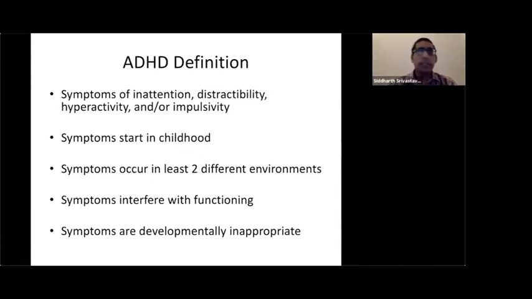ADHD is characterized by inattention, distractibility, hyperactivity, and/or impulsivity. These behaviors start in childhood. They're present in multiple settings, for example, school and home, and they result in performance issues in social, educational, or work settings. You must take into account a child's developmental age. For example, if you have a 10-year-old child who's developmentally at the 5-year-old level, then their attention span should be at the 5-year-old level as well.